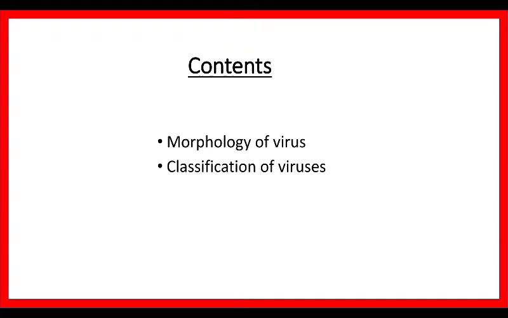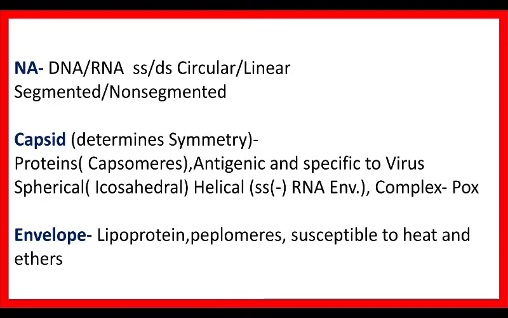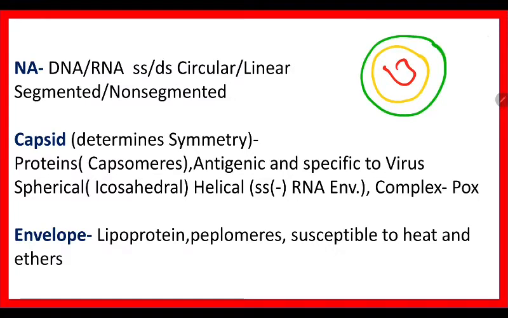We'll be seeing about the morphology of virus first and then the classification with example. Coming to morphology of virus, any virus will have a nucleic acid, and the nucleic acid is surrounded by some structure, and that is in turn surrounded by some structure. What are we speaking about? The nucleic acid will be present inner. The structure that covers nucleic acid could be the capsid. The structure that covers capsid could be the envelope.